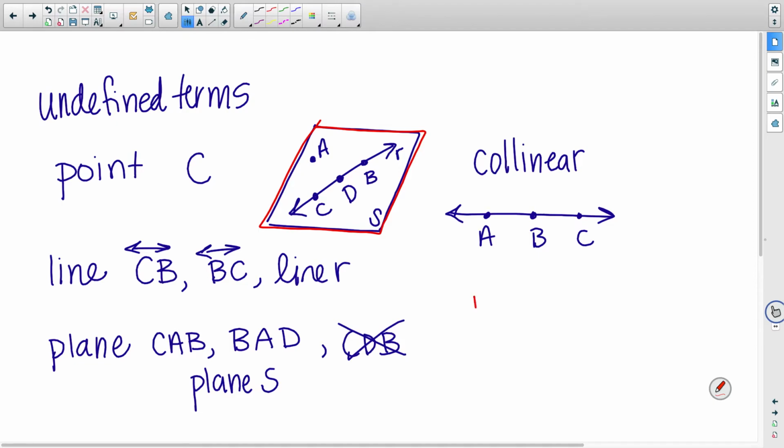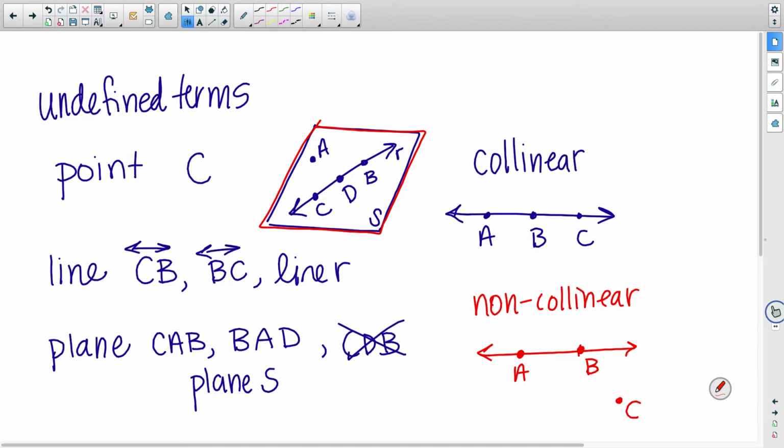So the non-collinear is when we have this line, then we have a point over here. So points A, B, and C are non-collinear.